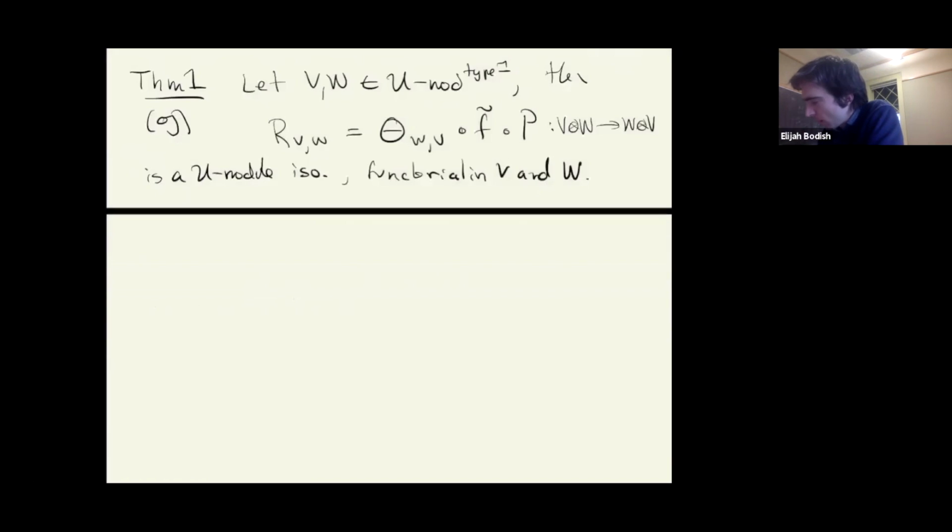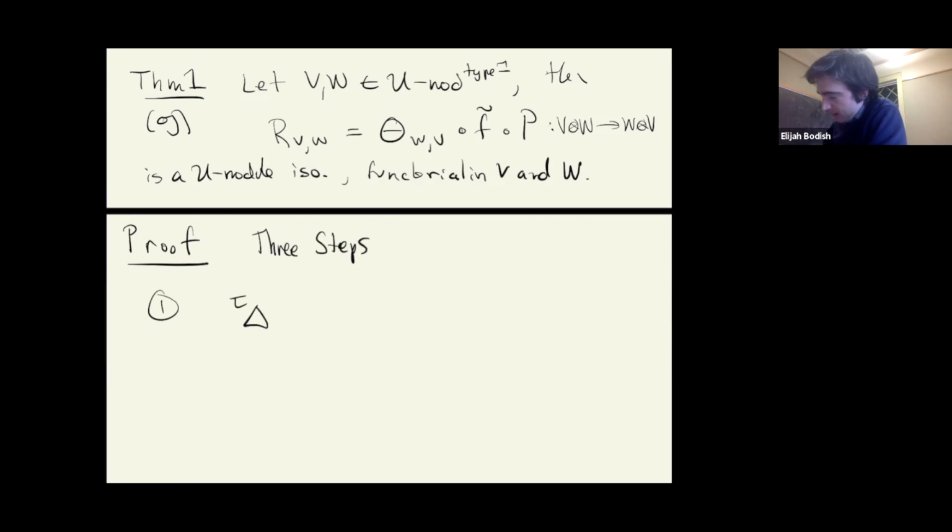So I could outline the steps of the proof and then we start again. Is that the best thing? Yes, you could. Okay. So the proof will be in 3 steps. So the first is we introduce a third co-multiplication, which is going to be superscript tau delta, which is just tau tensor tau composed with delta, composed with tau.